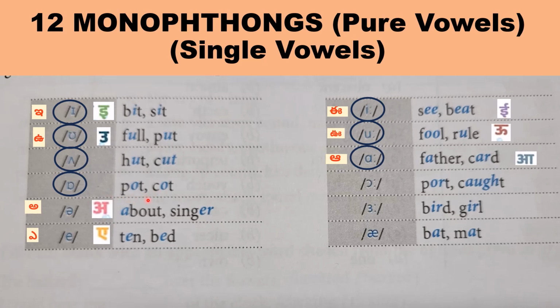sounds very clearly. Then comes a longer aw sound. Port, caught. Okay, P-O-R-T. And here C-A-U. AU also gives the aw sound. So both these sounds have to be produced with your mouth turning into a circle. Okay, this is shorter and this is longer. All the left side symbols are short sounds and the right side symbols are longer sounds, students.